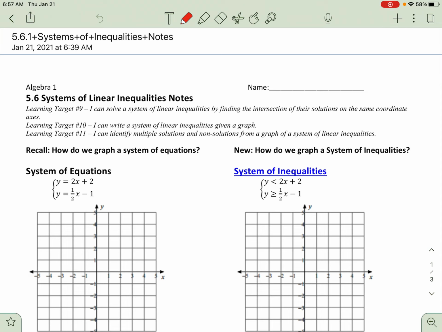Okay, today is January 21st, and in class, students are going to be working on the STAR test. Those that are at home, you're going to be working on this. So, let's take a look.